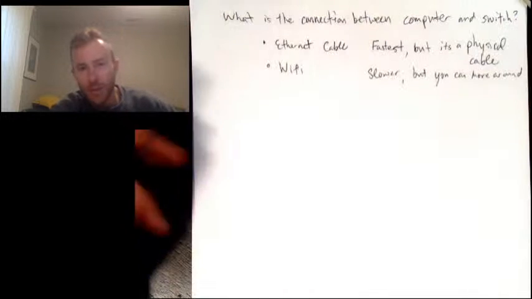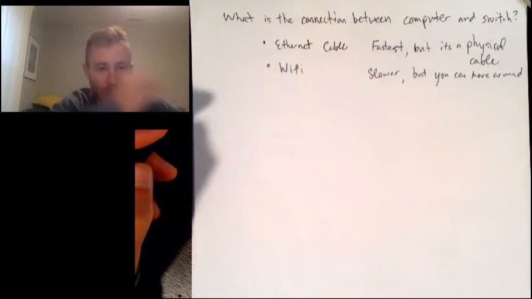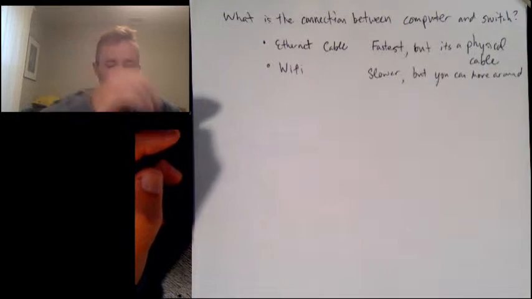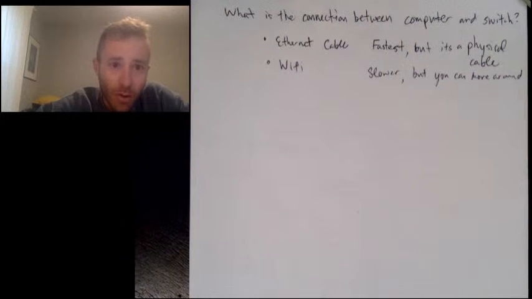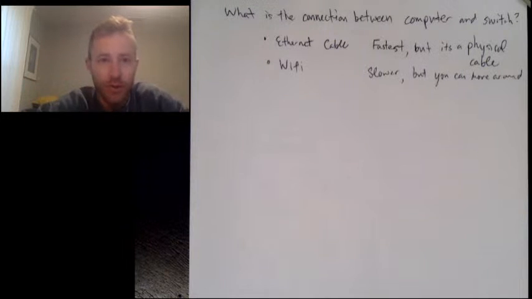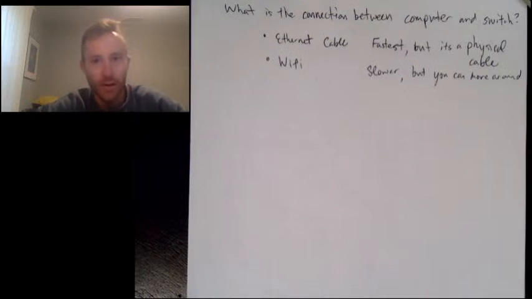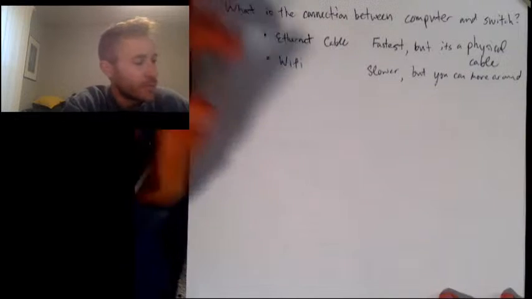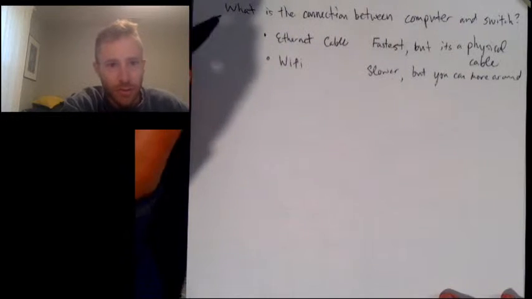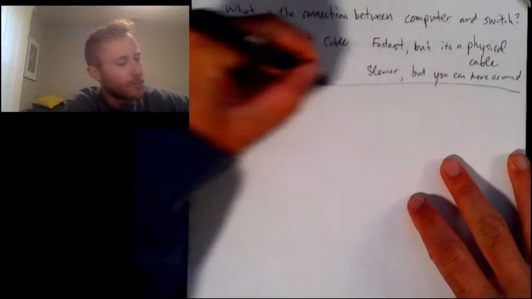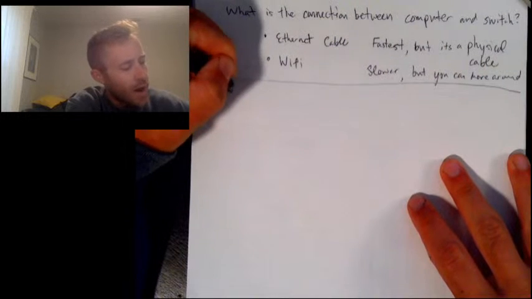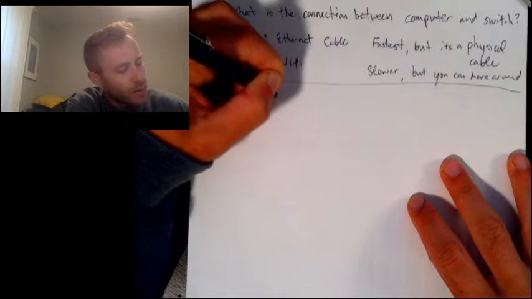The reason I'm giving you pros and cons is because one of the things I've observed in the IB exam for computer science is they'll say, what is a pro of this and what is a con of this? So they'll ask you to do pros and cons of different things. I know it seems obvious, but I just wanted to give you some stuff to think about. So why is Wi-Fi slower?